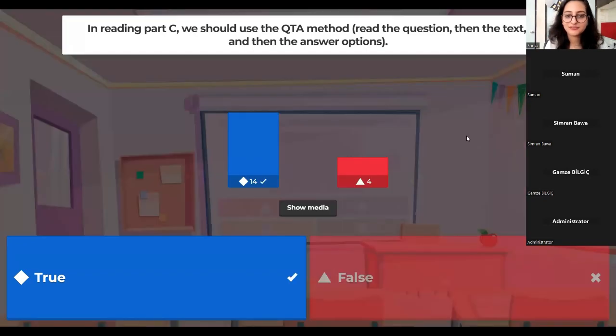Okay. So four of you said it's false. It's not. We have to use the QTA method. So always in part C, read the question first, then the text, and then the answer options. We can't see who chose what, so please always read the paragraph first. Let's go to the next.